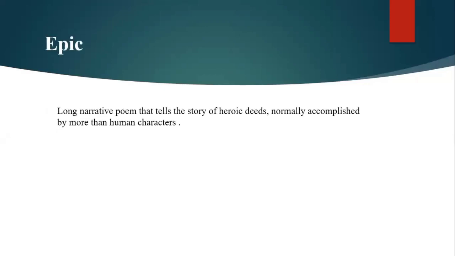The next term is epic. It is a long narrative poem that tells the story of heroic deeds normally accomplished by more than human characters. For example, the best example of epic poem is Paradise Lost by John Milton.